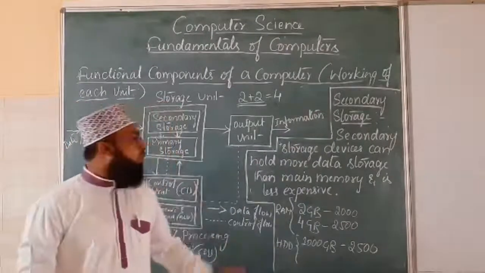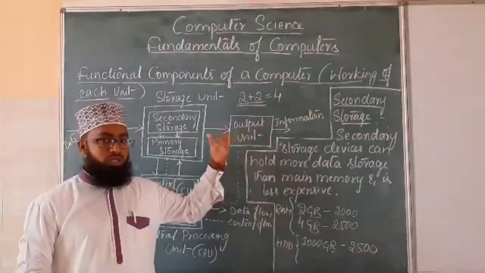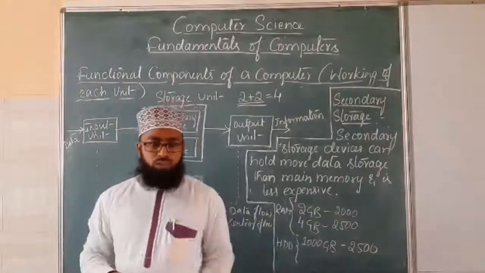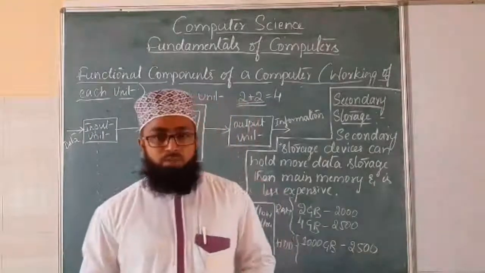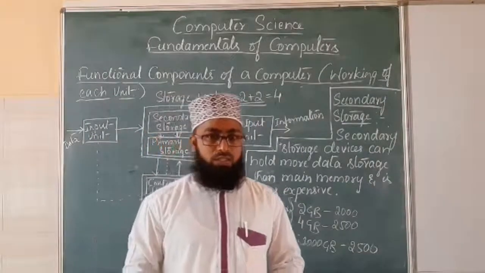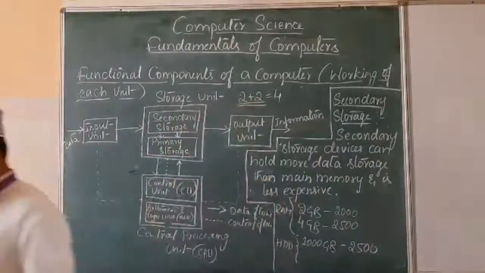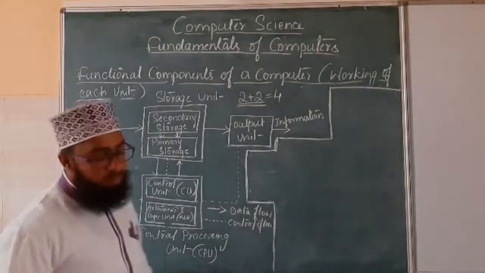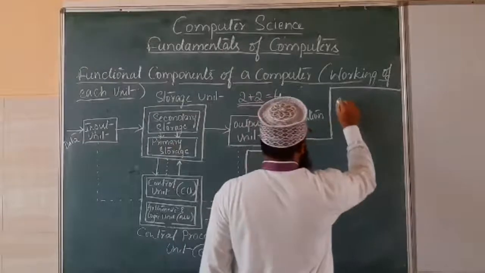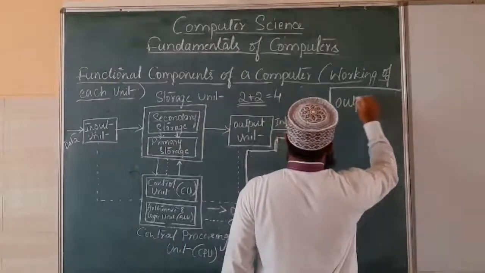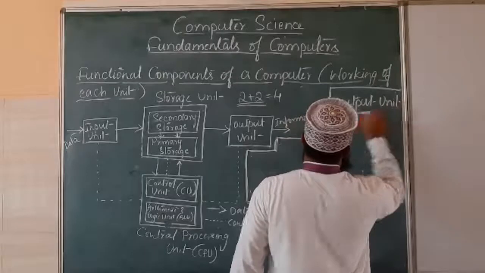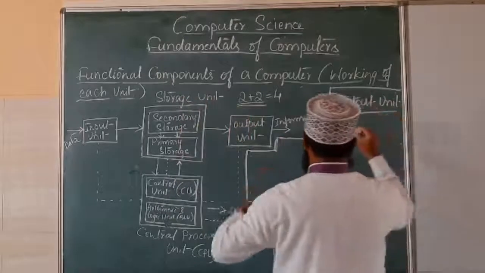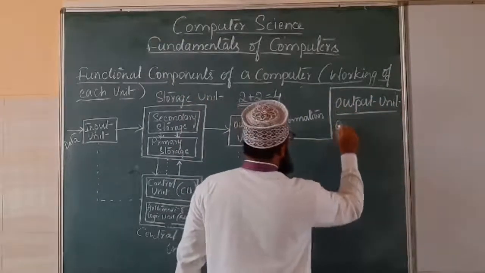Now we have only the last thing left, that is the output unit. Come, now we shall see about the output unit. What are the units and which devices are collectively called the output unit, and what are the functions of these output units? So what is meant by the output unit? The last of these functional components is the output unit.